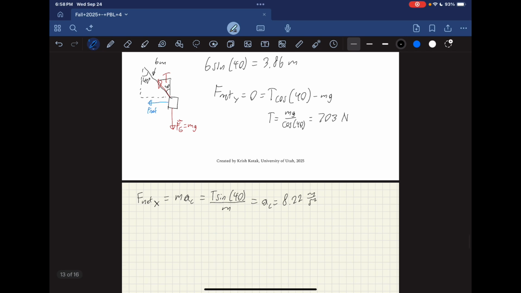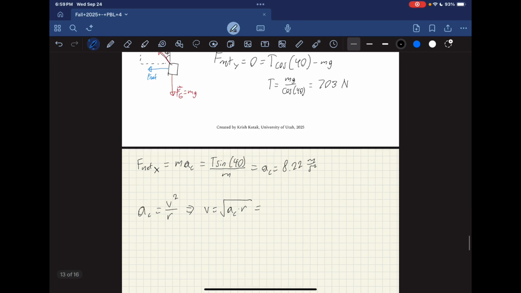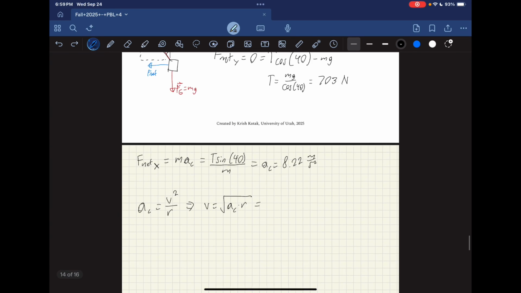8.22 meters per second squared. This is our centripetal acceleration. And we know from earlier that centripetal acceleration also equals tangential velocity squared divided by radius. Use the same equation as earlier, and we get that v is equal to the square root of centripetal acceleration times radius. We already found the radius of our circle earlier. That was our 3.86 meters.